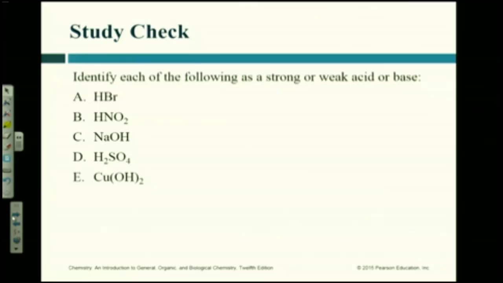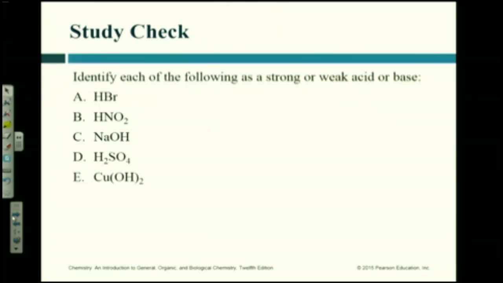Okay? What about D? Acid or base? Acid. How do you know it's an acid? Because it has hydrogens on it like that, doesn't it? And as it turns out, that is strong. That's sulfuric acid. Okay? That's one of the 6 strong acids. And then the last one.